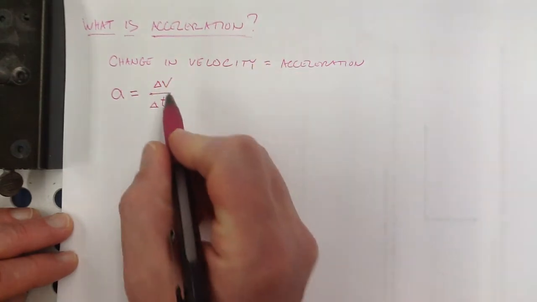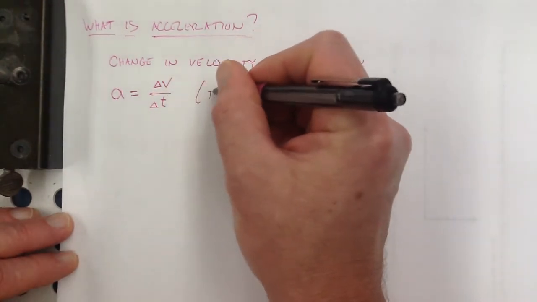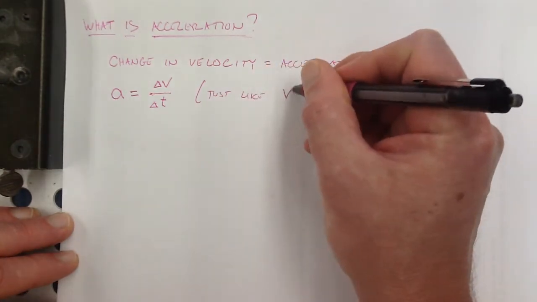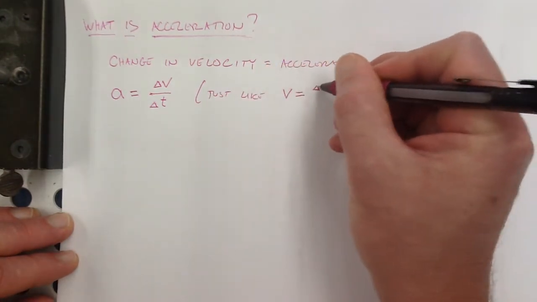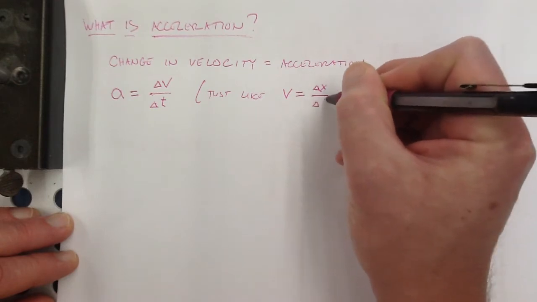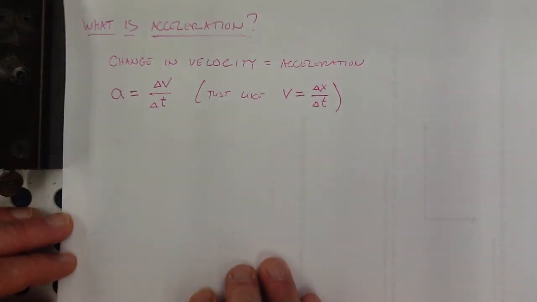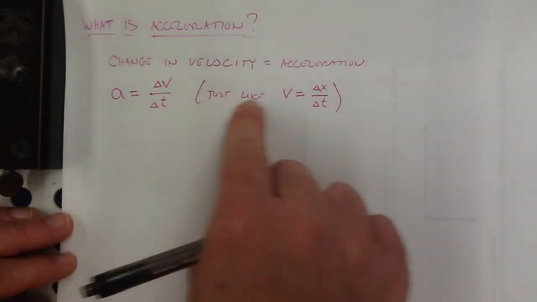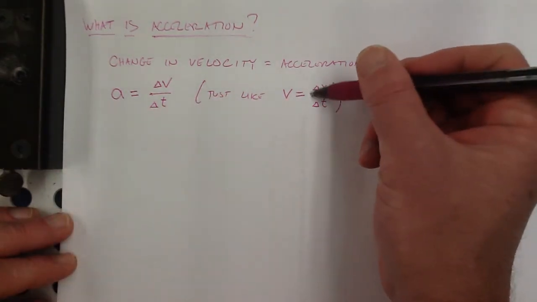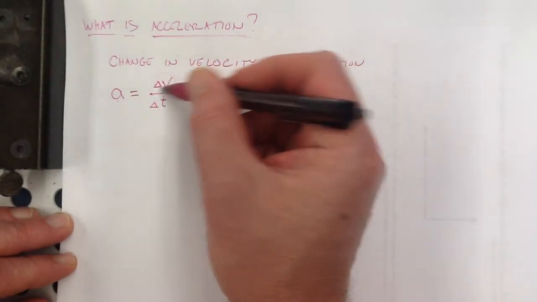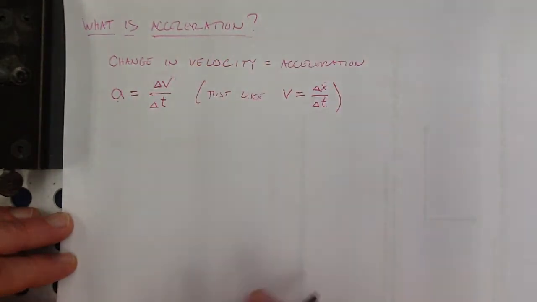And just like velocity was change in position over change in time, right? So velocity is how much your position is changing relative to time, and acceleration is how much your velocity is changing relative to time.